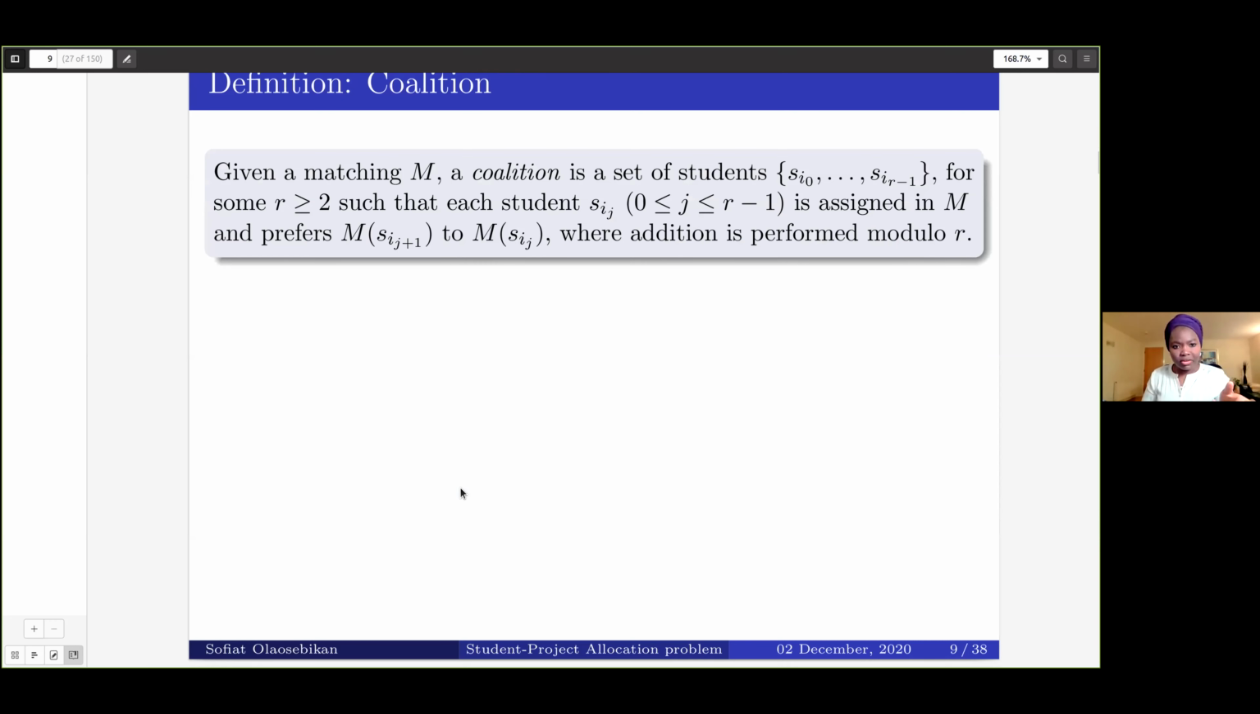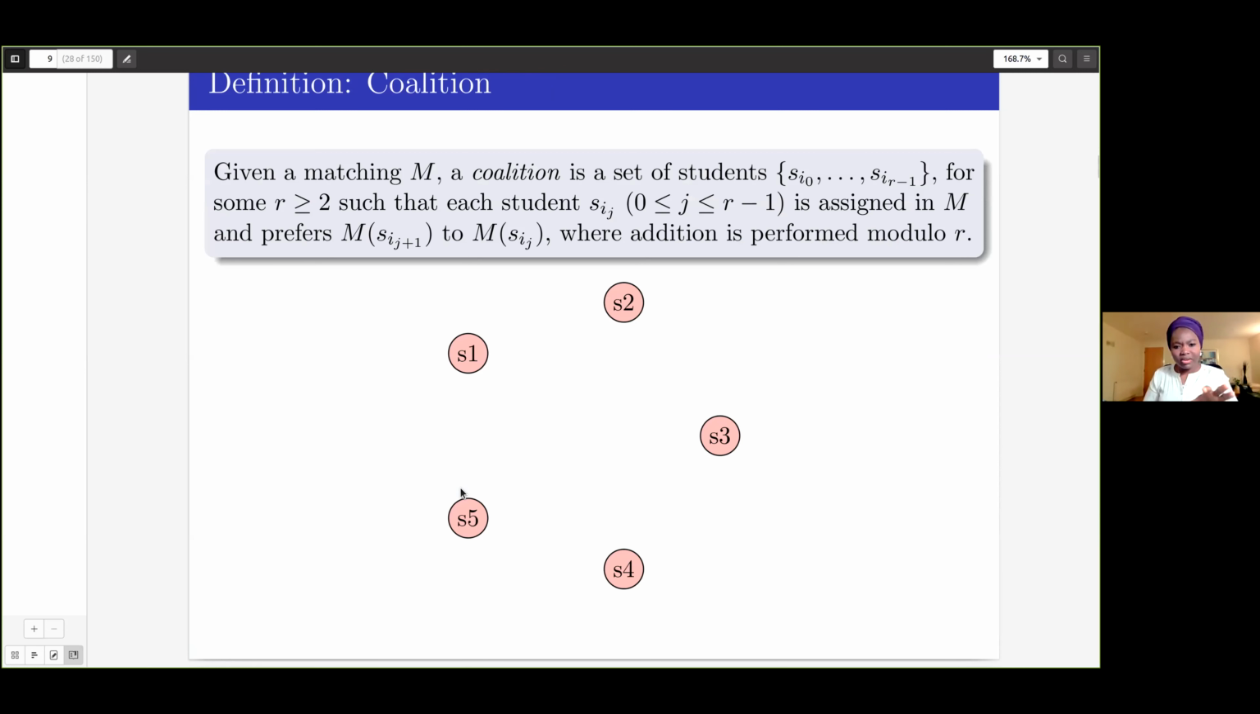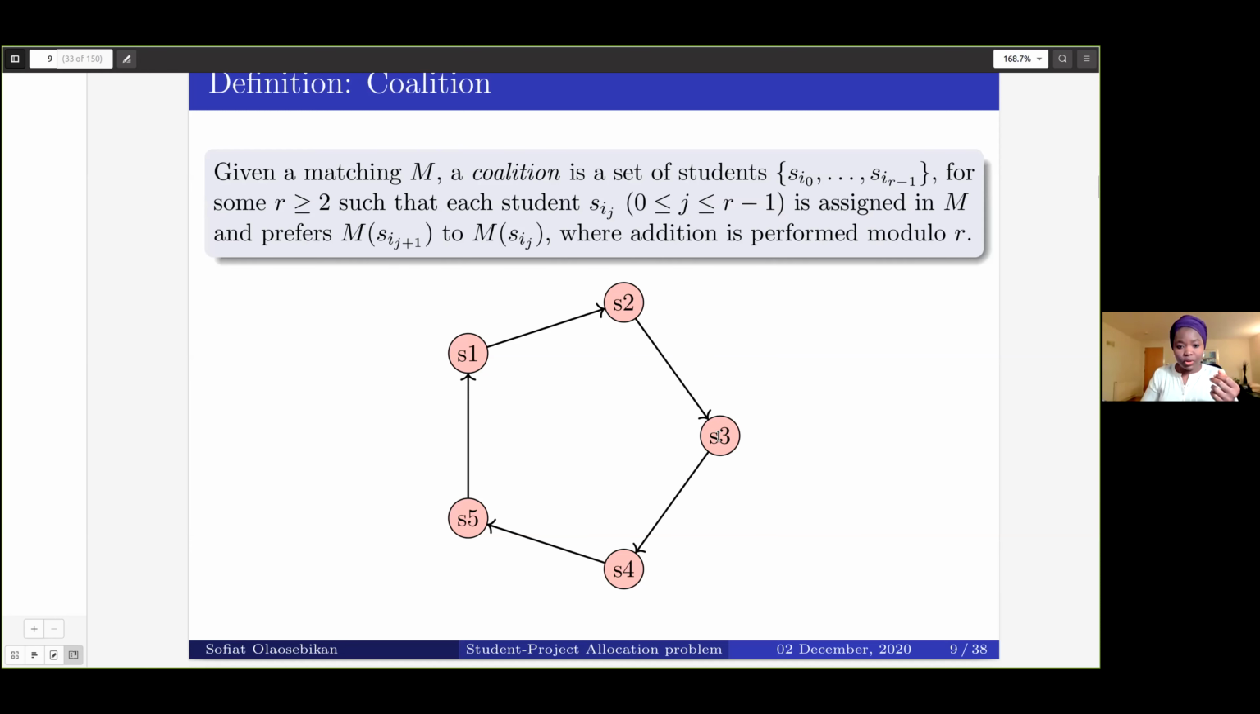So, a very brief definition of a coalition, to make it very clear: imagine we have the set of students listed here in such a way that we draw a directed edge from one student to the next if S1 envies S2's project, and a directed edge from S2 to S3 if S2 envies S3's project. That keeps going until we get a directed cycle. If we have this structure in our problem, then we say that the solution admits a coalition. So this is the simple definition of a coalition.